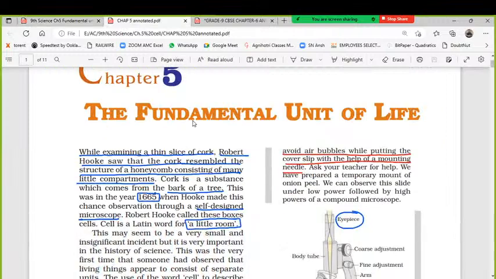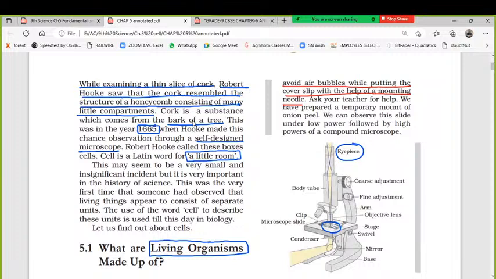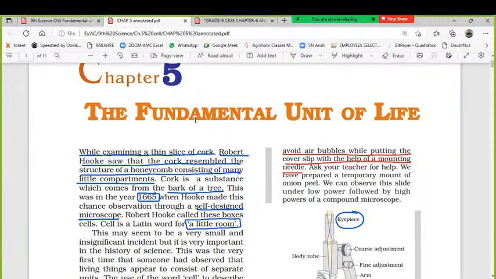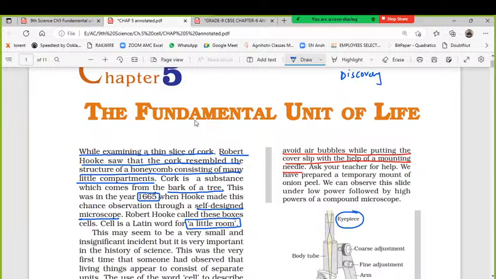Here I am with this chapter. Now the question arises: how did we find it? It was not invented, I should say it was discovered. In the previous class I told you the difference between these two words, discovery and invention. If we consider a cell, would you call it a discovery or an invention?